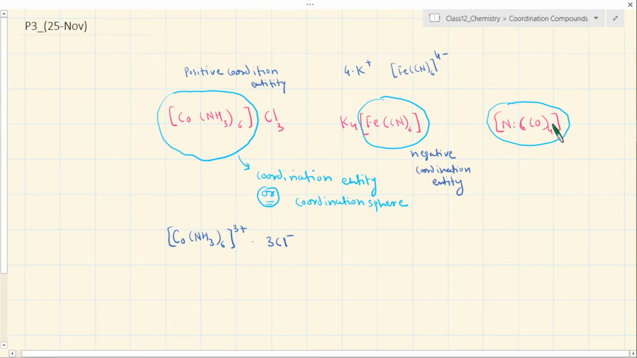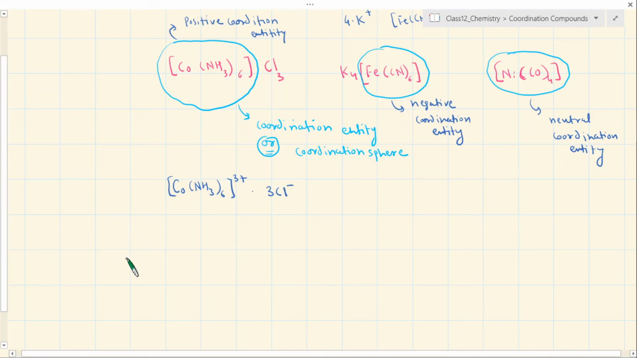And look at this one. On the top of the bracket, there is no charge mentioned, that means zero charge, and there is no counter ion, that means this must be a neutral coordination entity. Okay, so basically you can have a positive coordination entity, you may have a negative coordination entity, you can even have a neutral coordination entity. It depends upon which complex compound you are talking about.